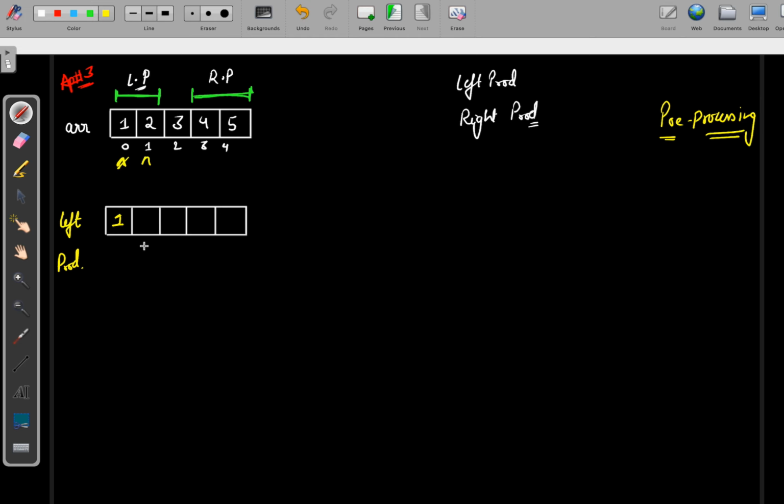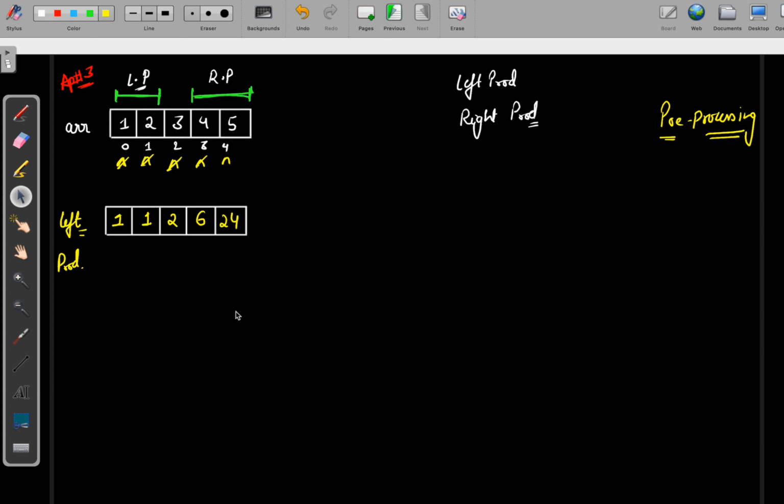What will be the left product for 2? That is only 1, so I will write 1. Then I will move to 3. What is the left product for 3? The complete left product, that is 2 into 1. Then I will check 4. What is the left for 4? That is 3 into 2 into 1, that is 6. Then I will move to 5. What is the left product for 5? That is 4 into 3 into 2 into 1, that is 24. So can I say my left product will be this one?